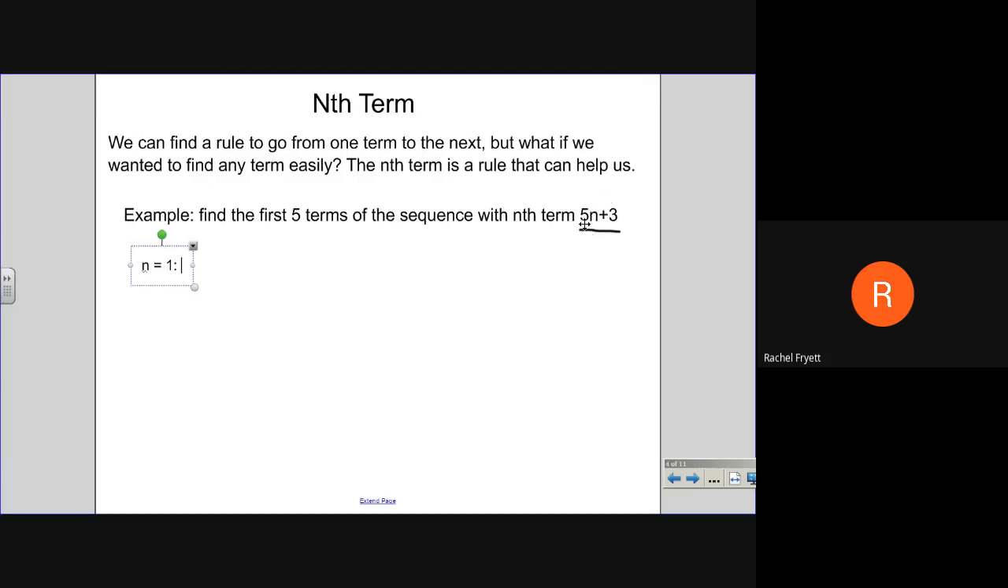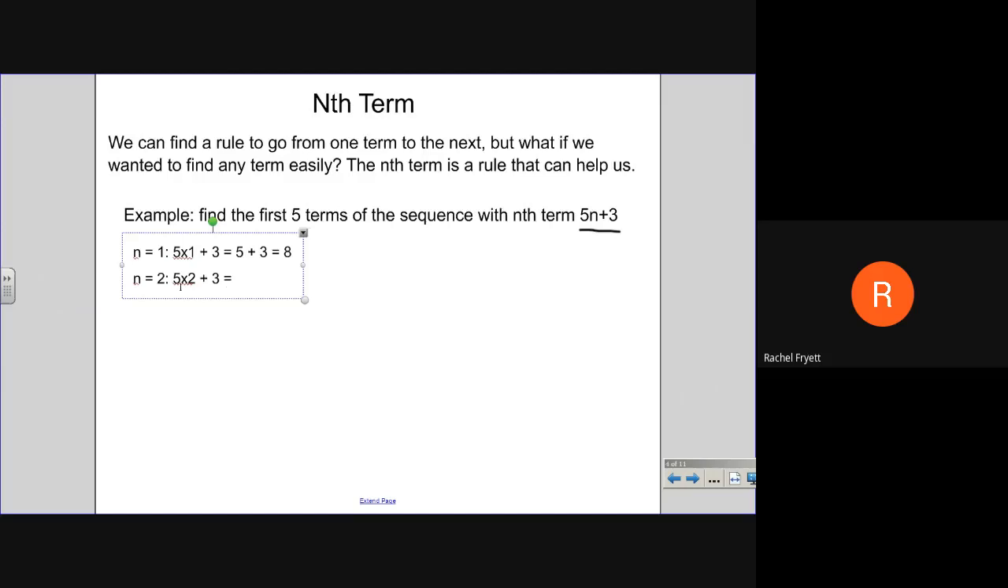Remember, when we substitute, if we've got a 5 and an n, we multiply them. So I'm going to do 5 times n. Here we've said that n is 1, so I'm going to replace it with 1. And then add 3. 5 times 1 is 5 even. Add 3 is 8. And I'm going to do the same process. I'm now going to say n equals 2.